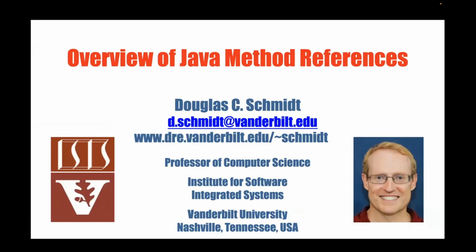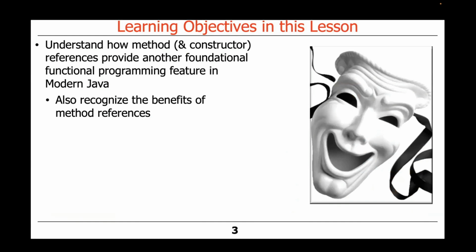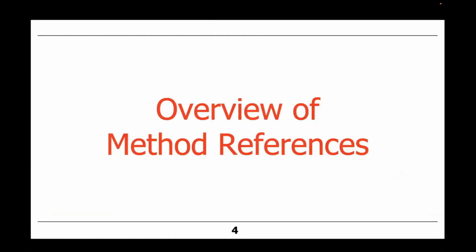So now that we've covered lambda expressions, let's turn our attention to their sibling, Java method references. And you're going to see how method references and constructor references, which is a variant of a method reference, provide another very important foundational functional programming feature in modern Java. And we're going to show some examples to demonstrate how these features work. We'll also summarize the benefits of applying method references.